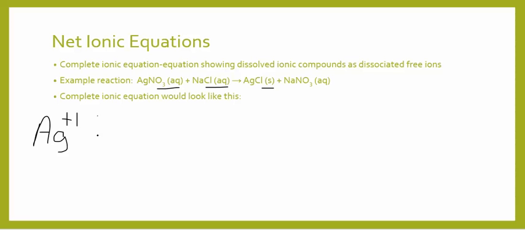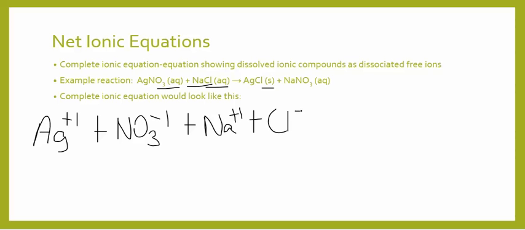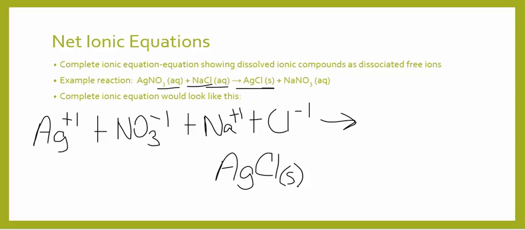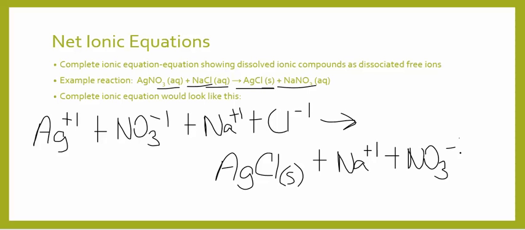So silver nitrate is aqueous. When I put that in water, it breaks apart into Ag+ and NO3- ions. NaCl is aqueous. When I put that in water, it breaks apart into Na+ and Cl- ions. On the product side, AgCl is a solid. We're going to keep that together. We do nothing to solids. But NaNO3 is aqueous, so break that apart into ions, Na+ and NO3-.